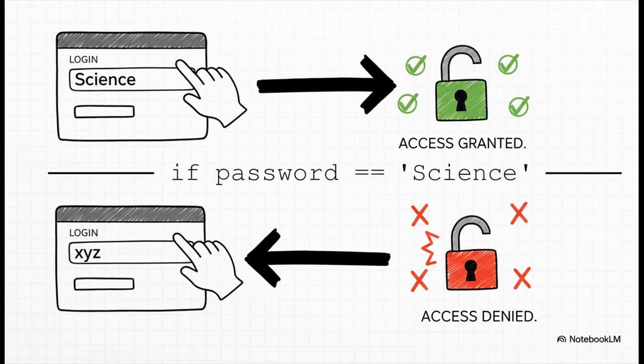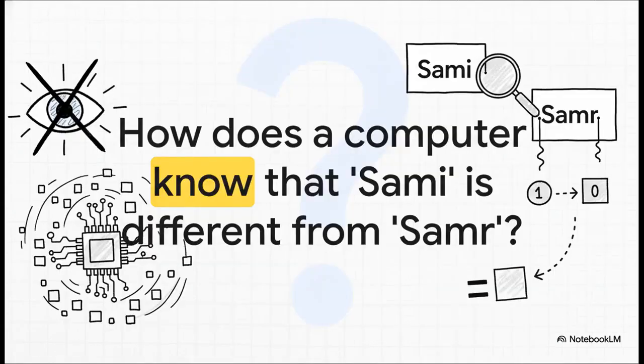The program asks you for the password. If what you typed is exactly equal to science, then boom, you're in. Else, for literally anything else you could possibly type, you get the wrong password message. That's all it is. Okay, but that brings up a really interesting question.